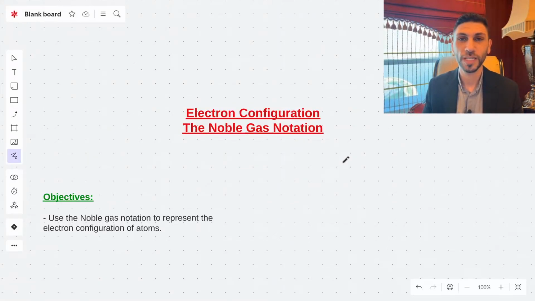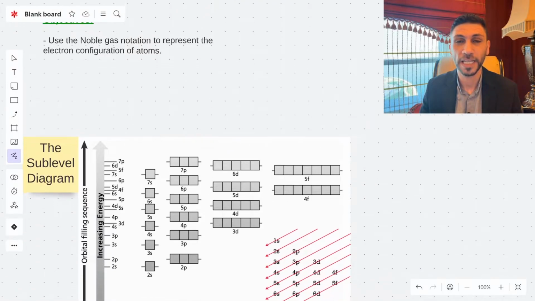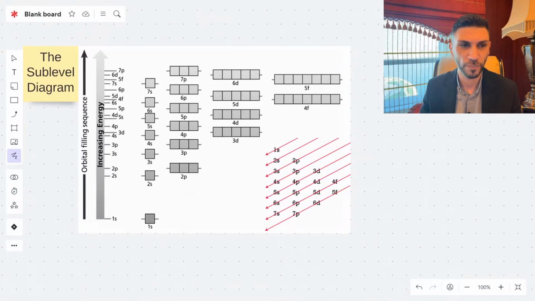This is Mr. Kusai, and today we're going to continue our lesson about electron configuration. Today we're going to study the noble gas notation, and our objective for today is to use the noble gas notation to represent the electron configuration of an atom. So basically, our lesson focuses today on using the noble gas notation. We need to understand what a noble gas is and how we can use it as an electron configuration notation.